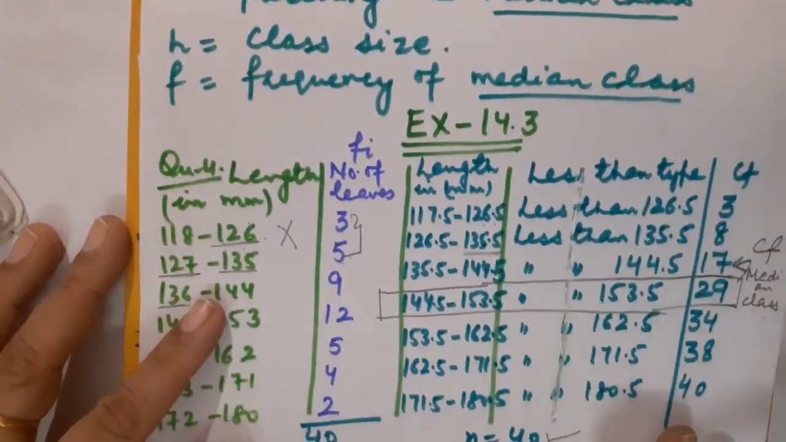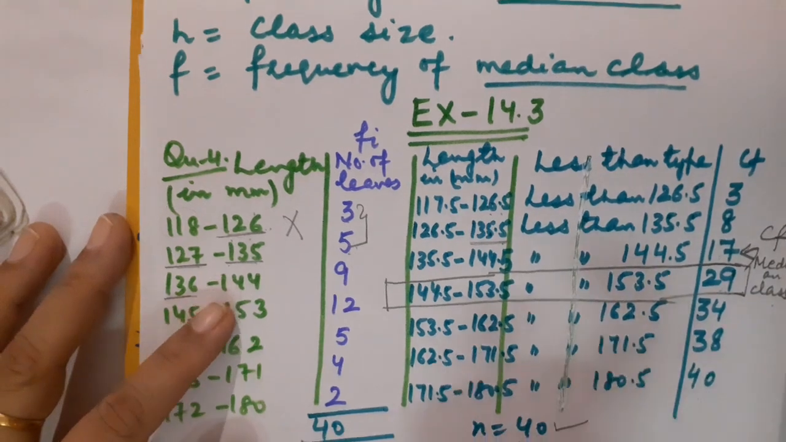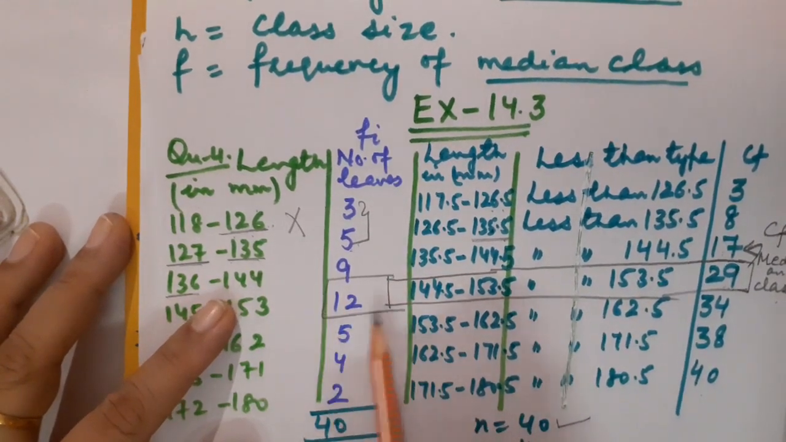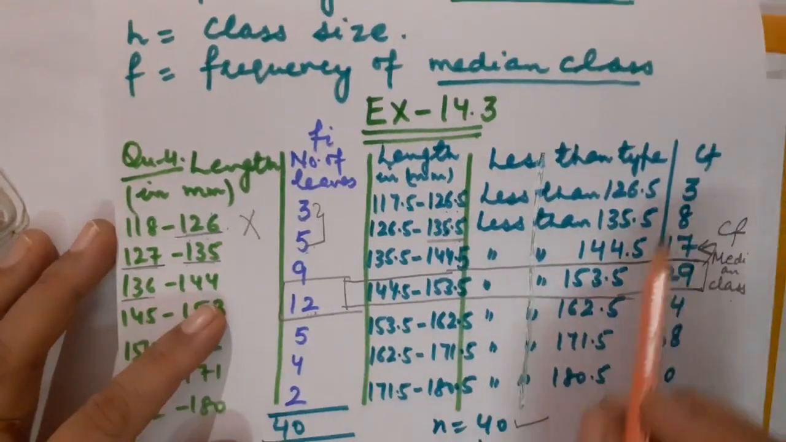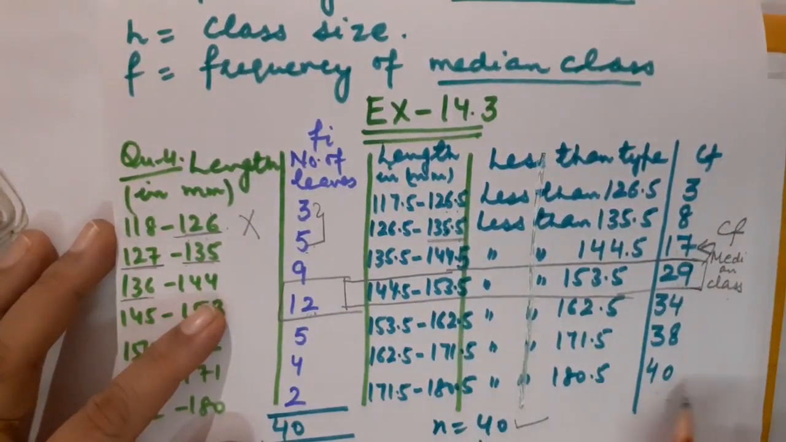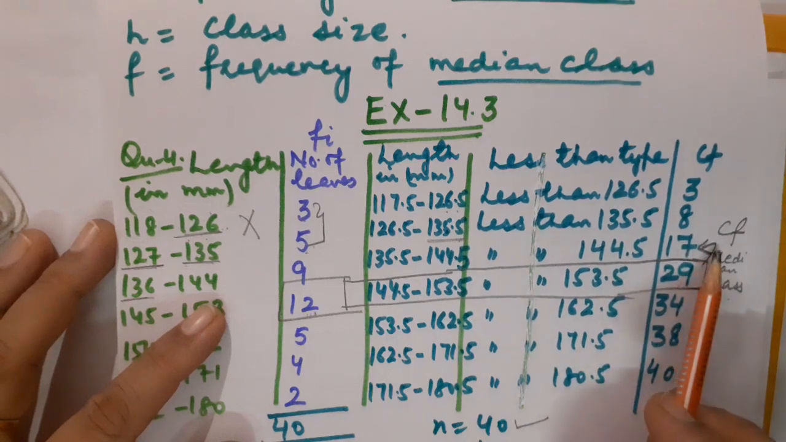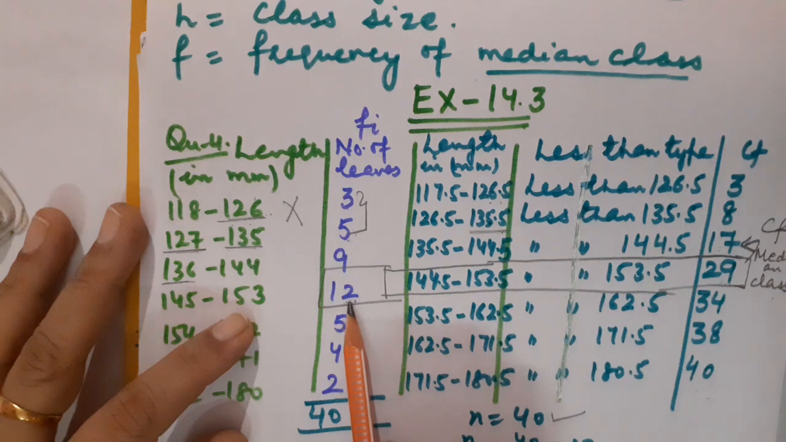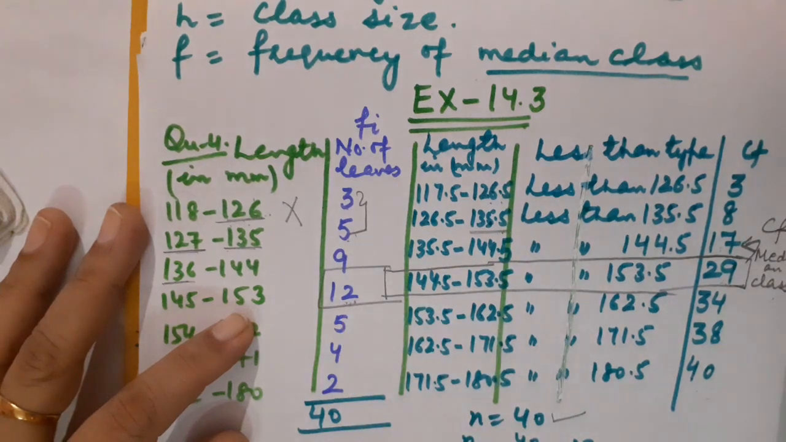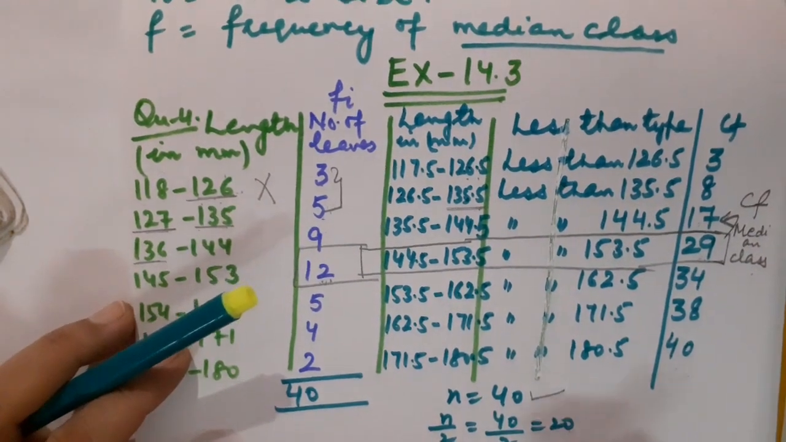That you know very well. What is the frequency of the median class? This one is the frequency of the median class. This is frequency and this is cumulative frequency. Cumulative frequency will be that of the class preceding the median class, and the frequency will be the actual frequency of the median class.